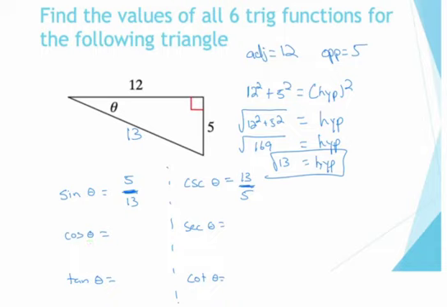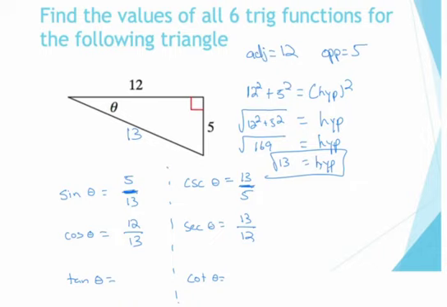Cosine is the adjacent side over the hypotenuse, so I'm talking about 12 over 13. And while we have that, let's go right over and finish secant. That's going to be 13 over 12. And just 2 more to go.